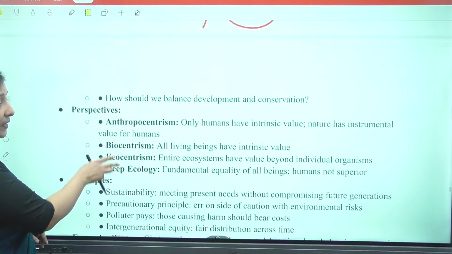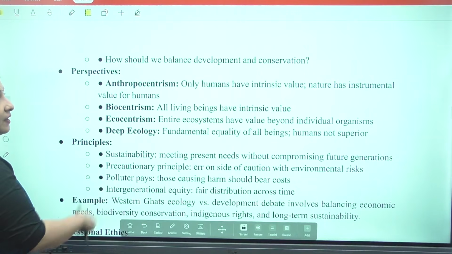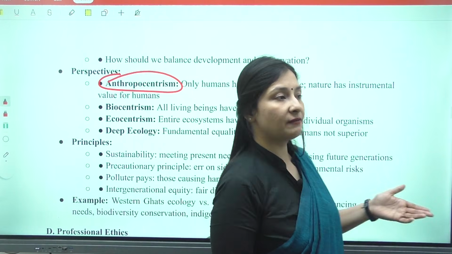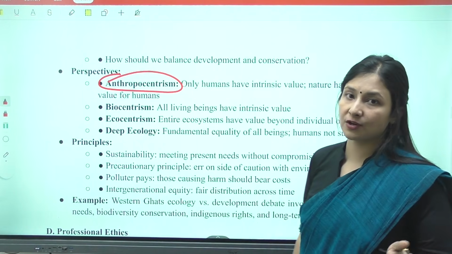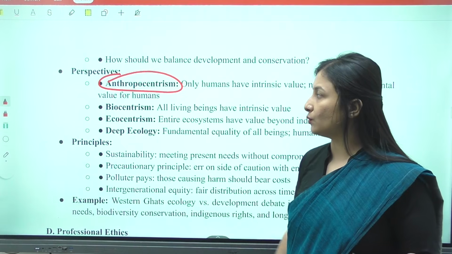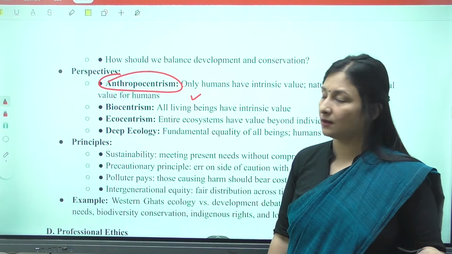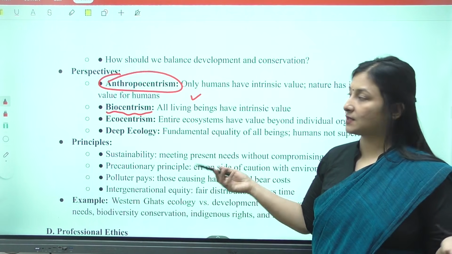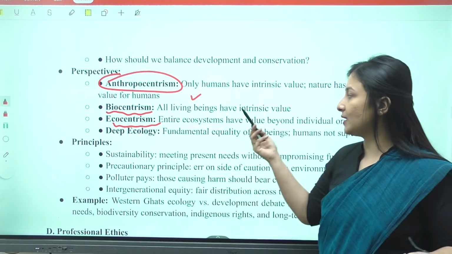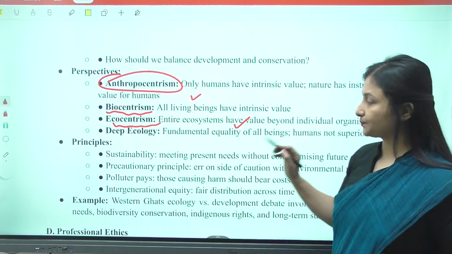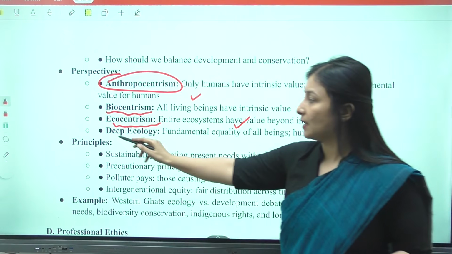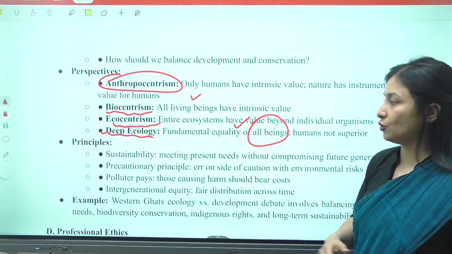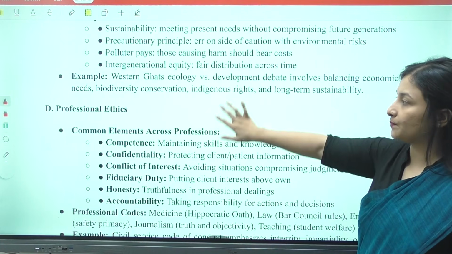Is it clear? Now, from environmental ethics, a lot of questions have been asked. Anthropocentrism, right? Why only humans have intrinsic value? What about nature? Is it secondary? Is it instrumental value? This is one scenario. Biocentrism: all living beings have intrinsic value. Ecocentrism: the entire ecosystem has value beyond the individual organisms. Deep ecology, right? There's a fundamental equality of all beings. Humans are not superior over here.